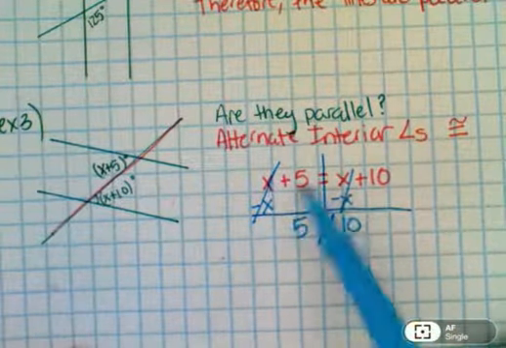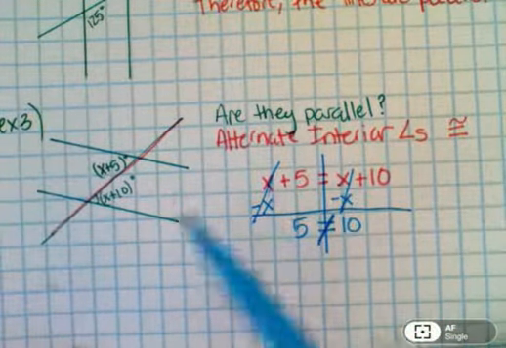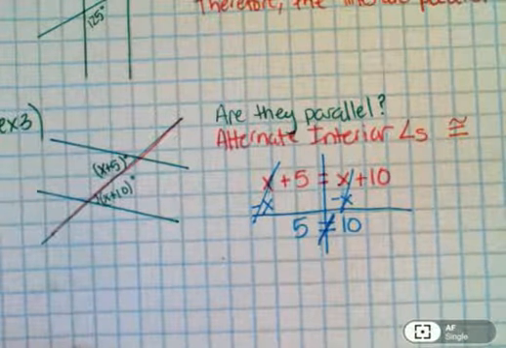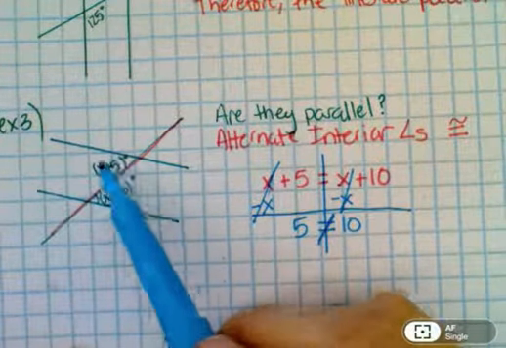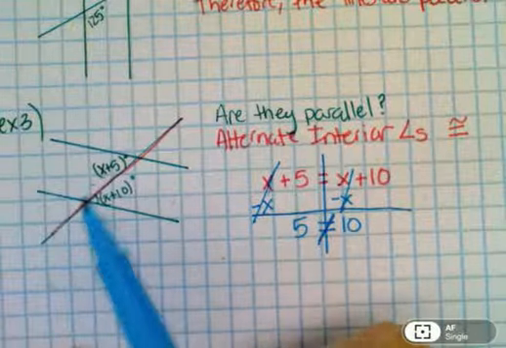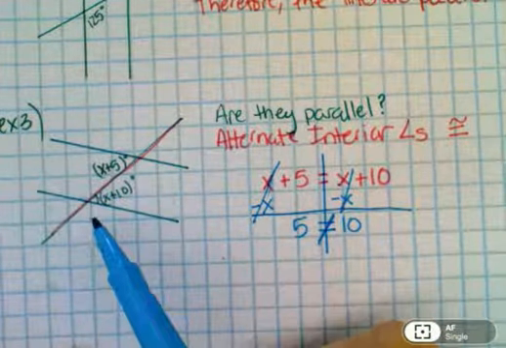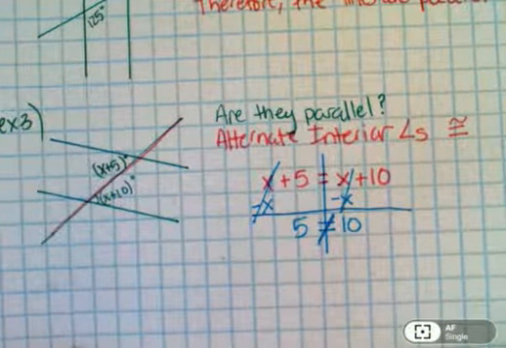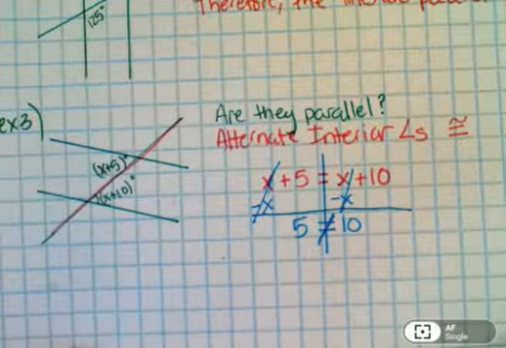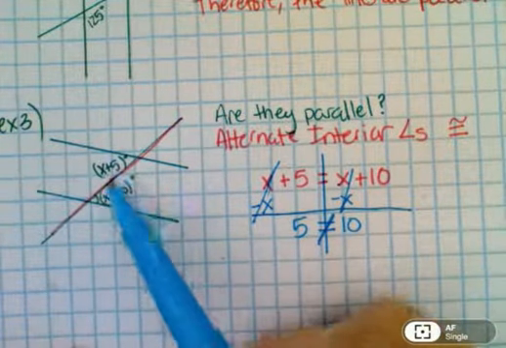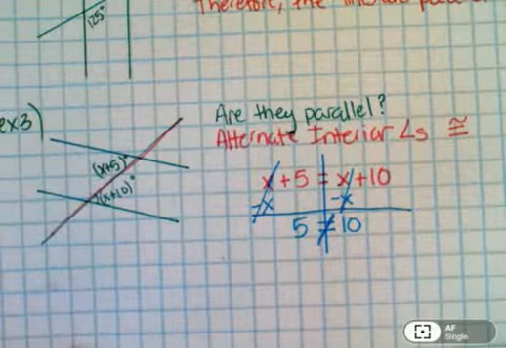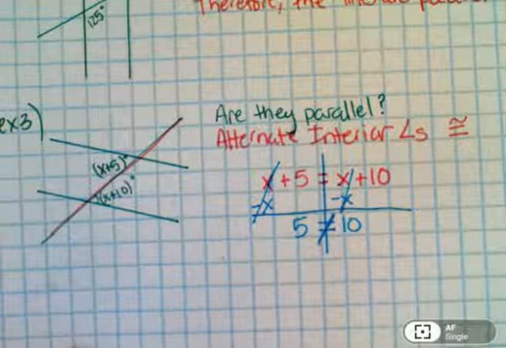No matter what value of x we put here and here, we're never going to get the same thing on both sides, right? If I put a 10 here, I would have 15 and 20. If I put a 20 here, I would have 25 and 30. There's no situation where these angles are going to be the same based on those expressions. And that means that no matter what, those angles are not congruent. So are the lines parallel? No.